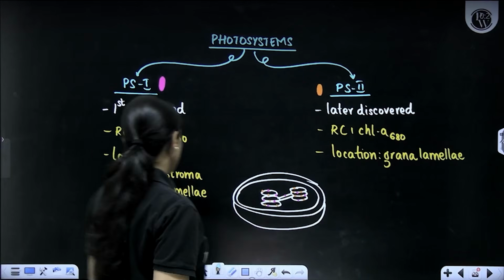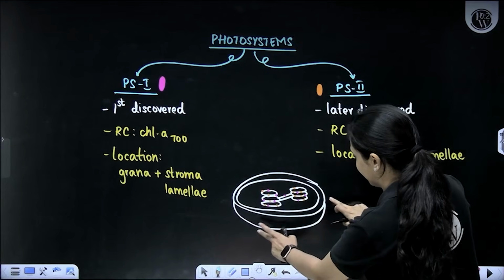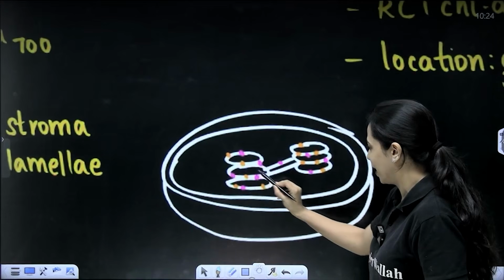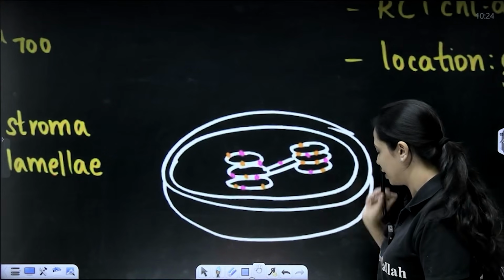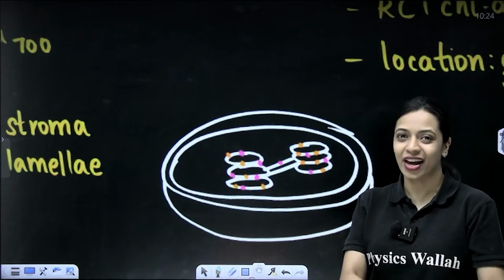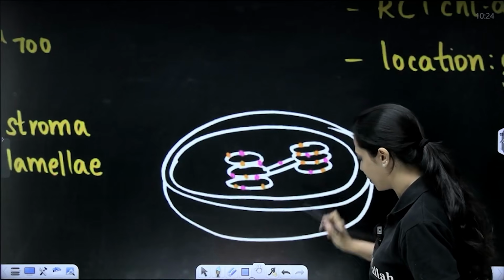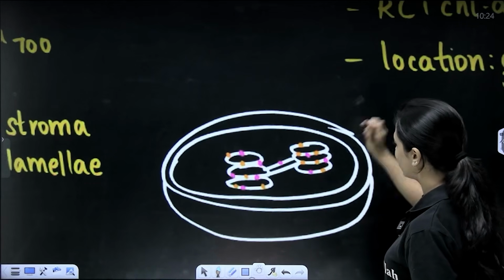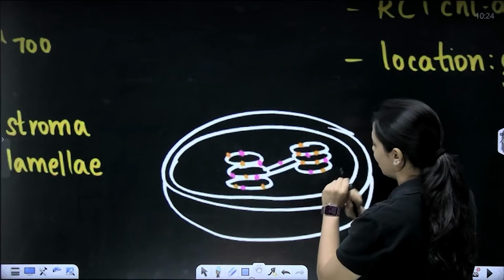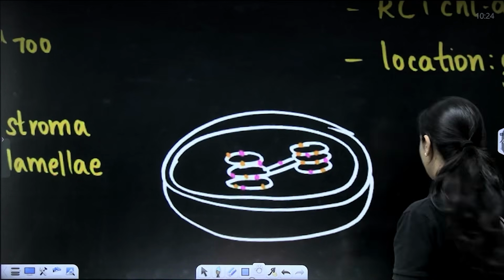The location of PS1, you can find PS1 that I've represented in pink color. You can find it both in the grana and stroma lamellae. As you can see here, pink color is here and pink color is even here. So you can find them in the grana lamellae as well as the stroma lamellae, whereas the PS2 can be found only in grana lamellae. Orange color is found only here, right? So PS2 is represented by orange color. That can be found only here in the grana lamellae, whereas PS1 can be found in the grana lamellae as well as in the stroma lamellae.